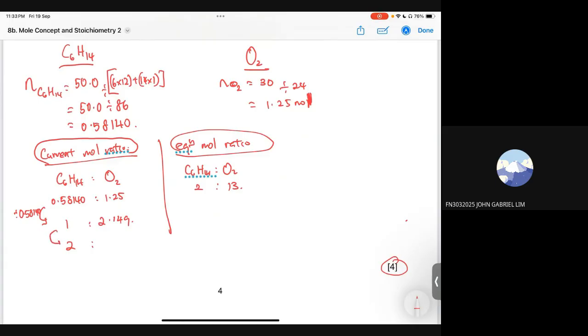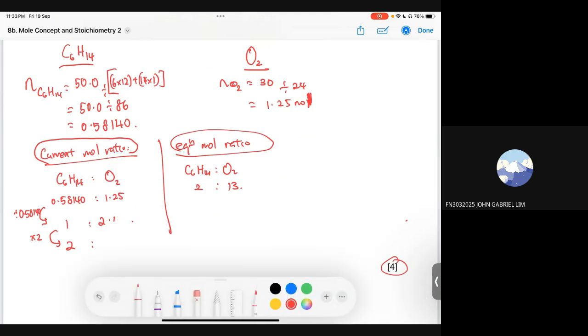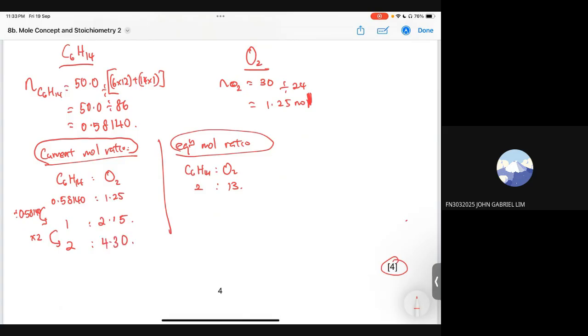So I know that this one must times 2. Sorry, it's not 2.149, it's actually 2.15 if I round up properly. So if I take 2.15 times 2, this will be 4.30. So now if you compare, you realize C6H14 is base 2 for both, so I just compare O2. Currently I got 4.30 mole of O2 reacting with 2 moles of C6H14.